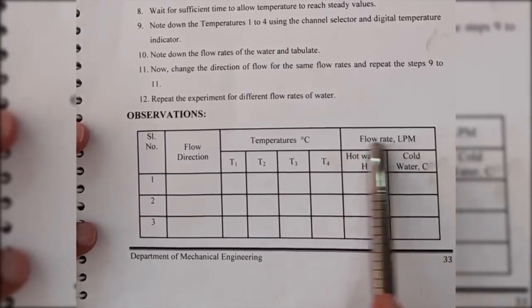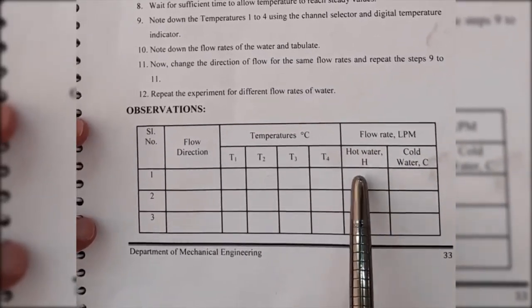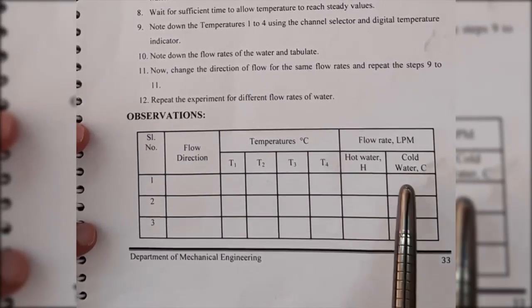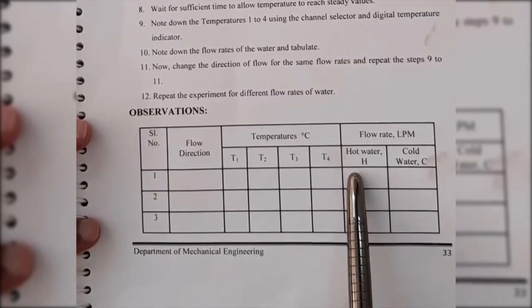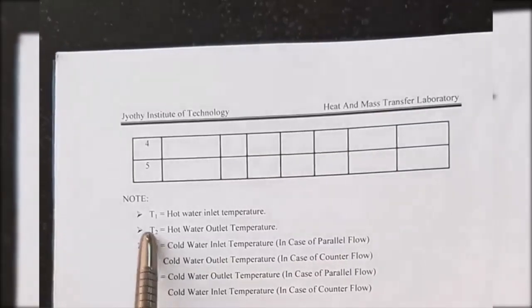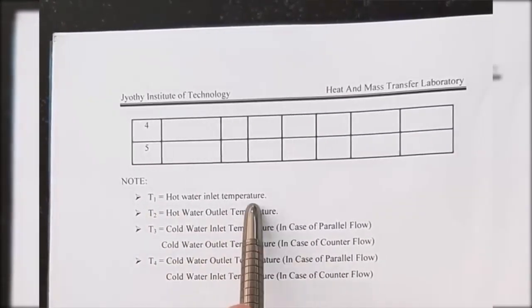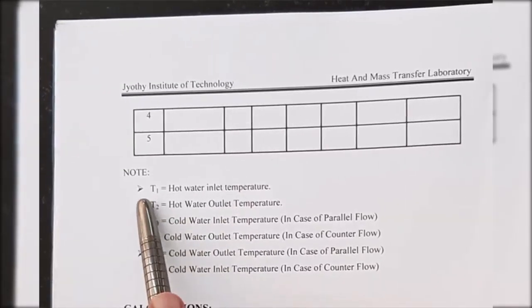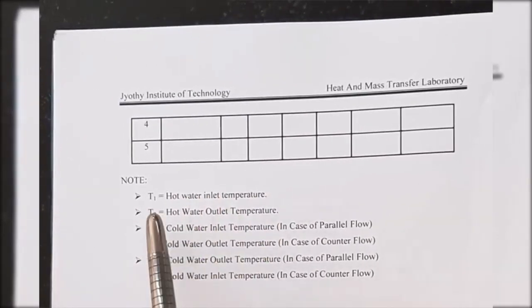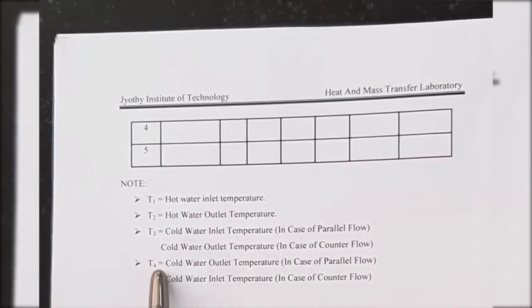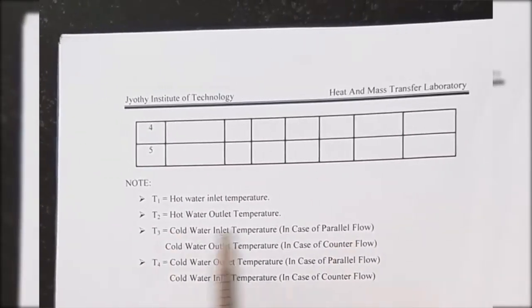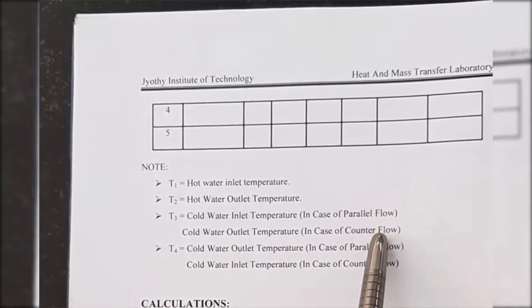Next, LPM of water. As seen in the experiment, it is 3.34 for cold water, and hot water 2.29 LPM, liters per minute. This is a temperature description given in the manual already. You can go through it. What is T1? Hot water inlet temperature. T2, hot water outlet temperature. T3 and T4, as I told initially, just exchange depending on whether it is counter flow or parallel flow.